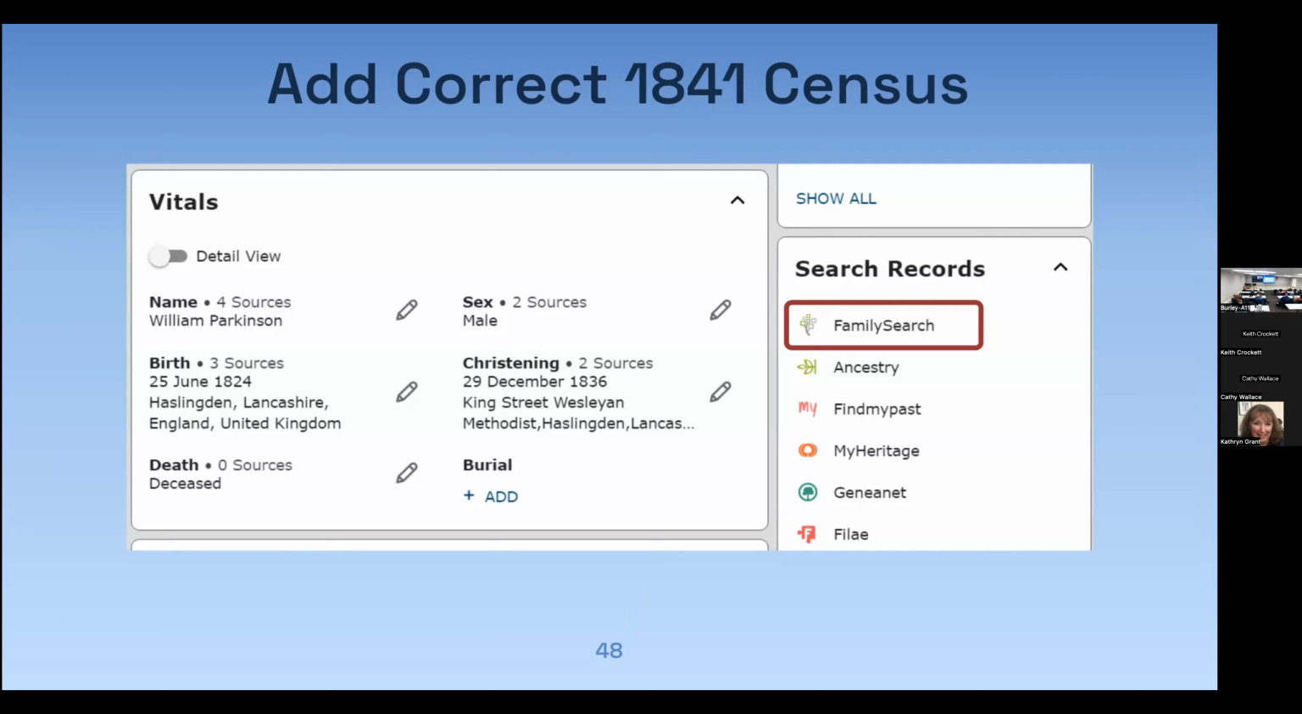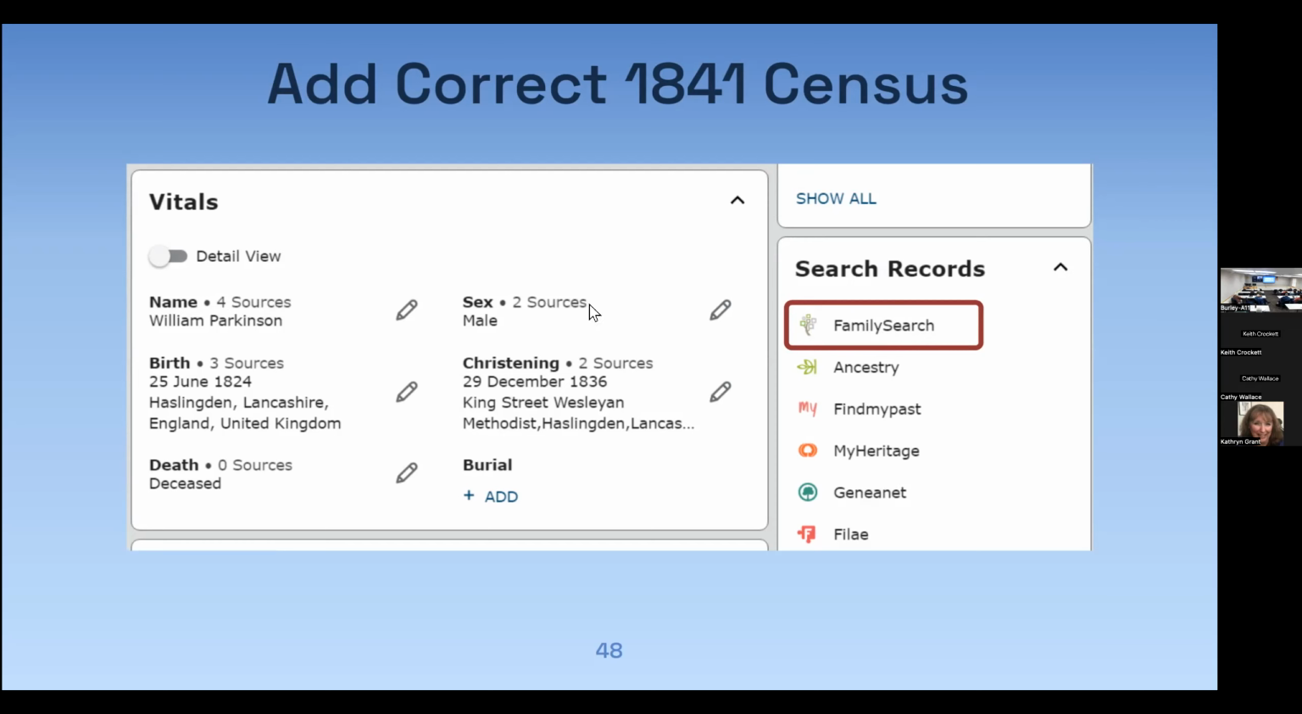Now, we know our guy is in the 1841 census because in our research, we found him there. So we want to attach the correct one. The easiest way I know of to do that is to click the FamilySearch logo here, because many of you may already be familiar with this, but for those of you who may not be, these icons over here, these links, actually are search functions. And if you click them, whatever one you click, it grabs the information off the page and runs the search using that information on whatever site.